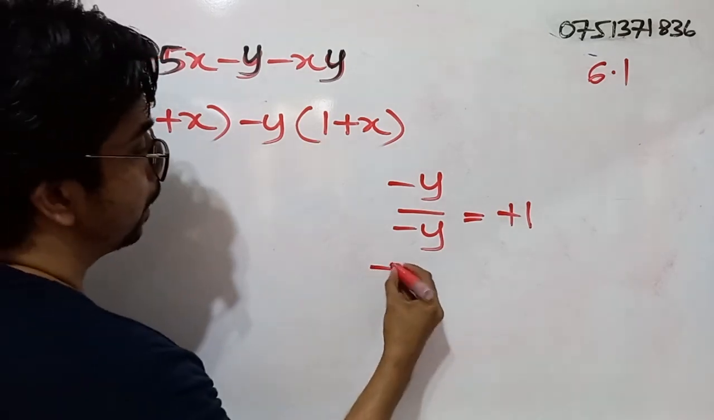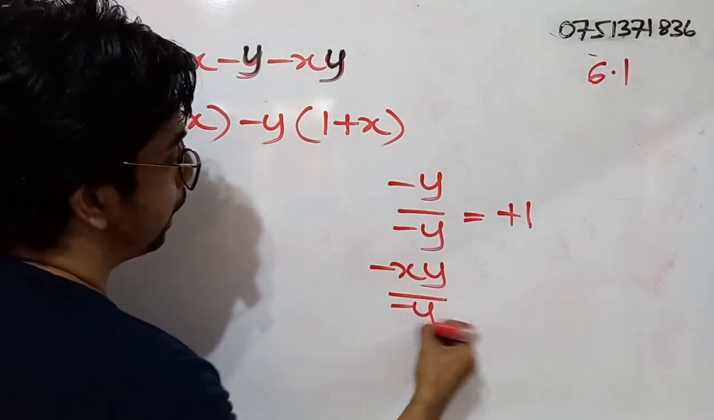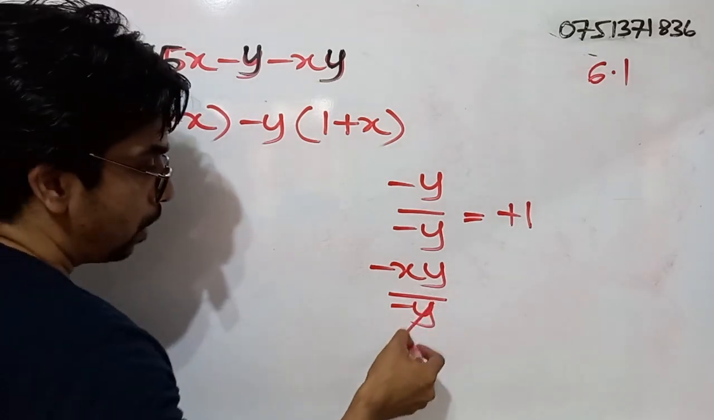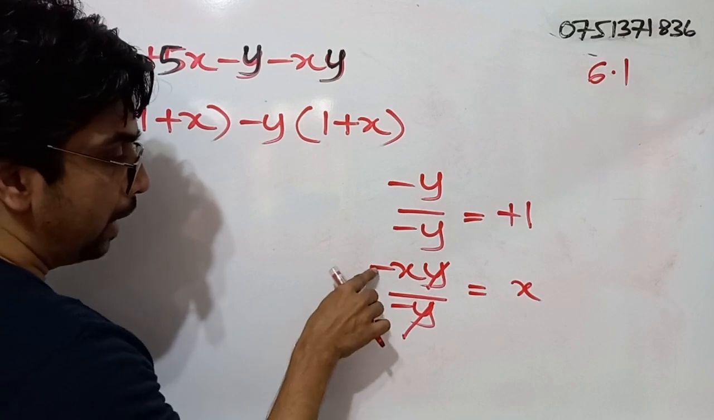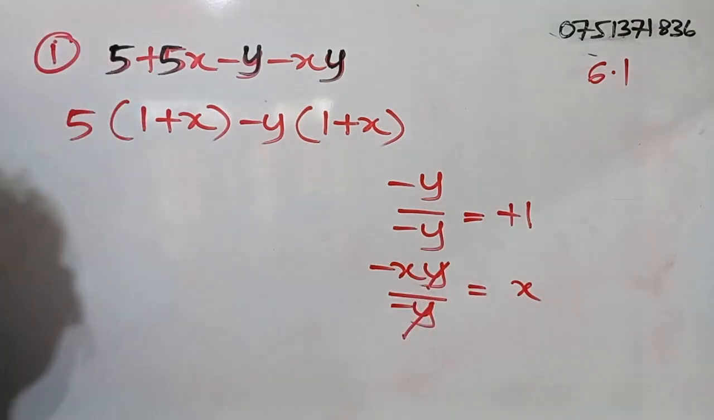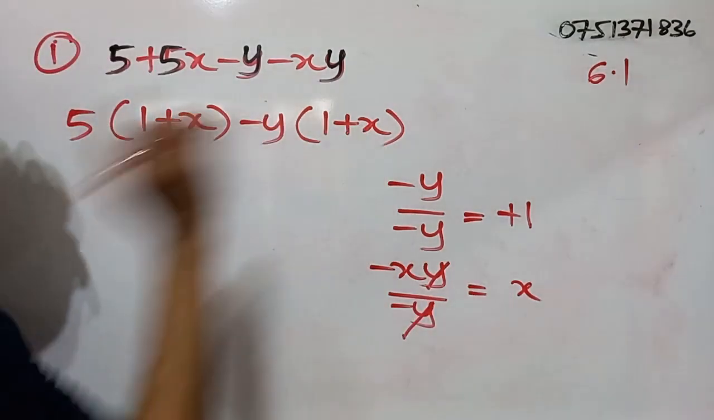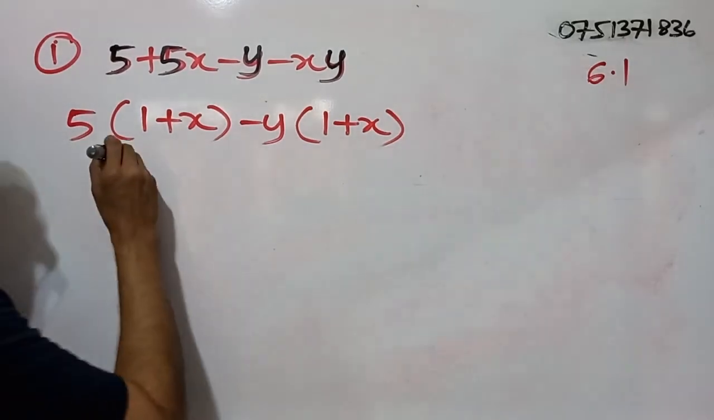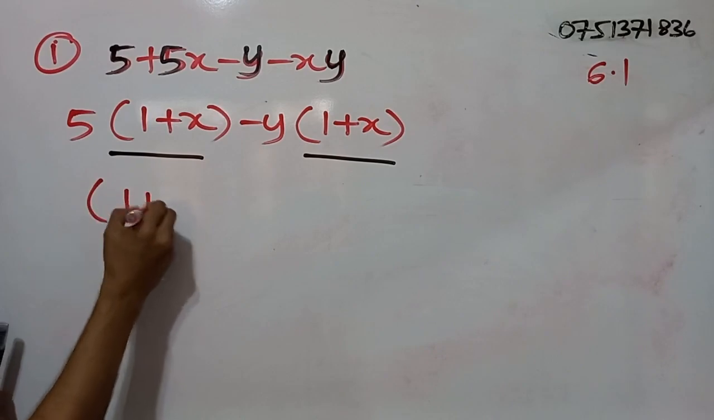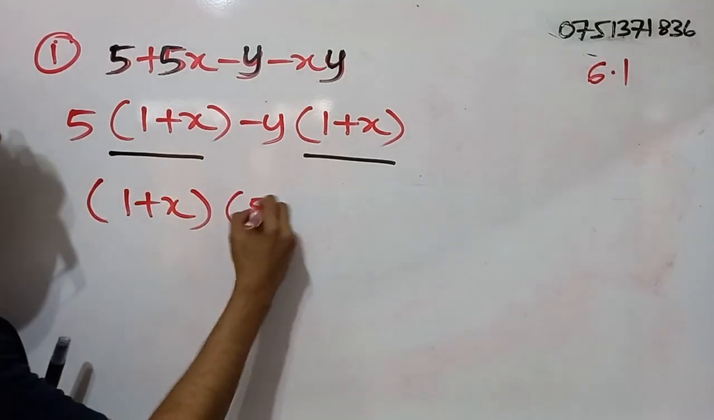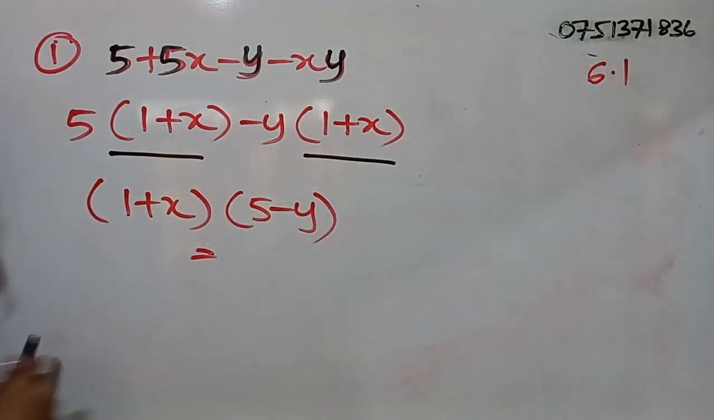So the next term, what is that? Negative xy, we have to divide by negative y. So I can cancel off these two. What's the outcome? X. Negative divided by negative, this will be positive. So that is this x. Right. Now these two expressions are common. So we can take 1 plus x and 5 minus y. So this will be the correct answer.